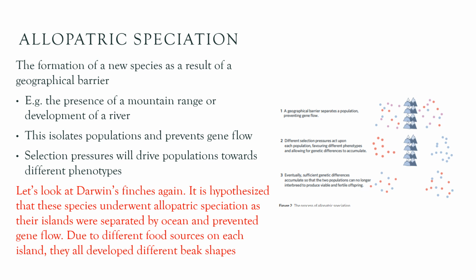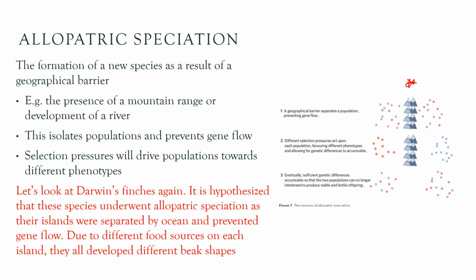So the first kind of speciation we're going to look at is allopatric speciation. So this is when a new species forms as a result of a geographical barrier. So a geographical barrier could be anything that's physically there separating two different populations. So in this example here, a mountain range has popped up, or the development of a river, or something that's physically separating populations. This physical separation of populations prevents gene flow. So remember, gene flow is like migration, interbreeding, all those sorts of things. A geographical barrier is going to prevent those from happening.